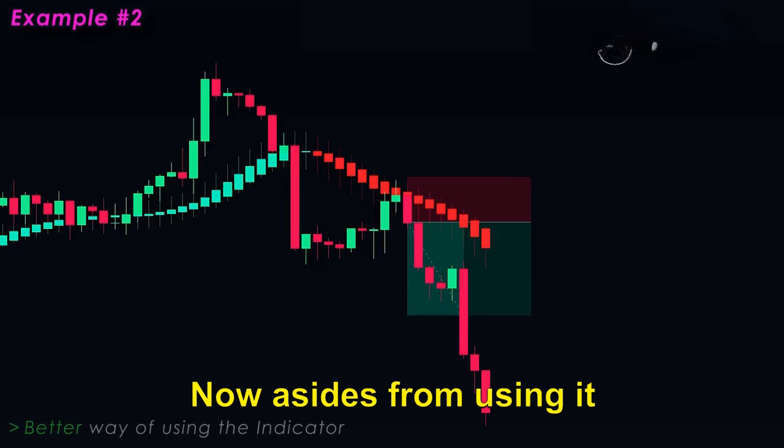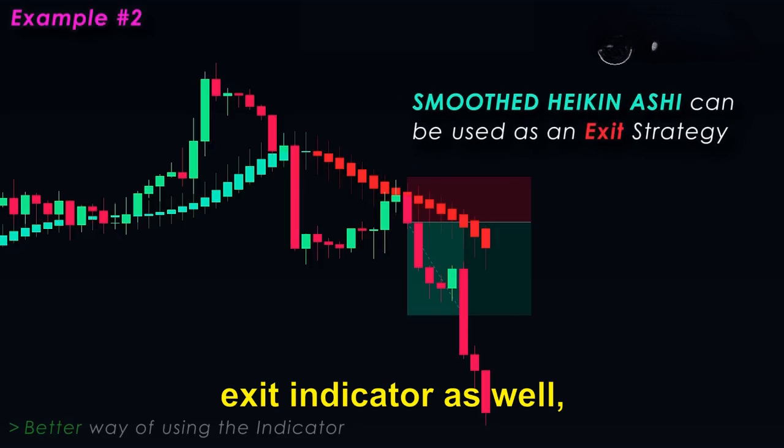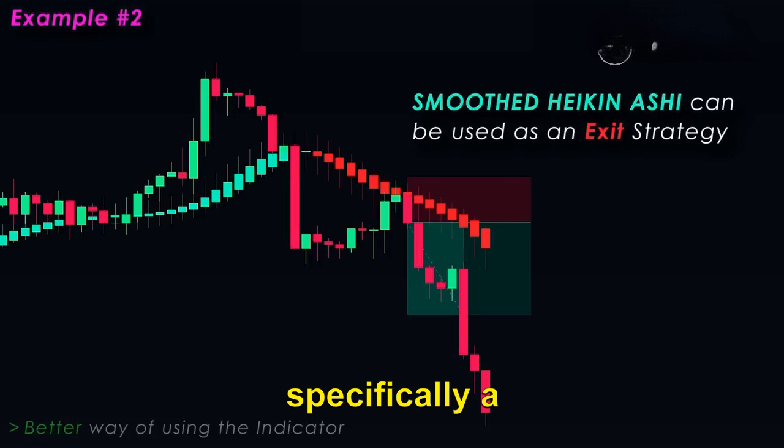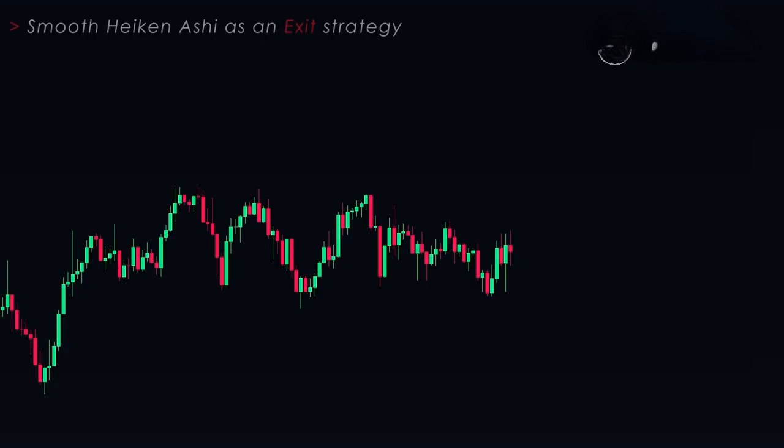Now, aside from using it as an entry indicator, you can actually use the smooth Heikin-Ashi as an exit indicator as well, specifically a trailing stop loss indicator. By using its ability to analyze the strength of an existing trend, it could be an effective tool if you want to keep your winners running and maximize your profits in a trade. So, here's a strategy example.